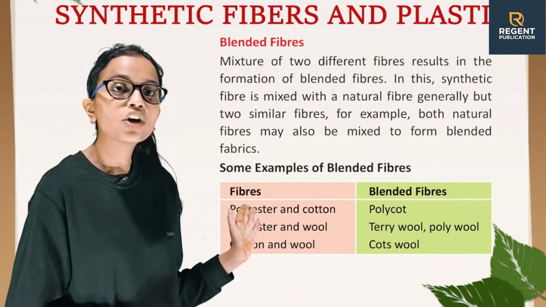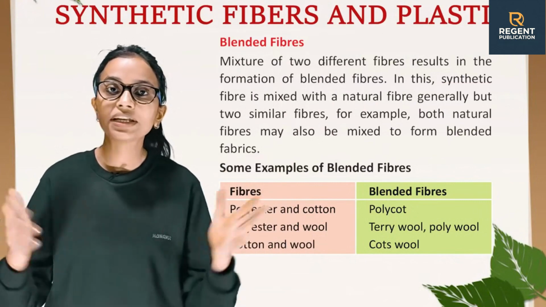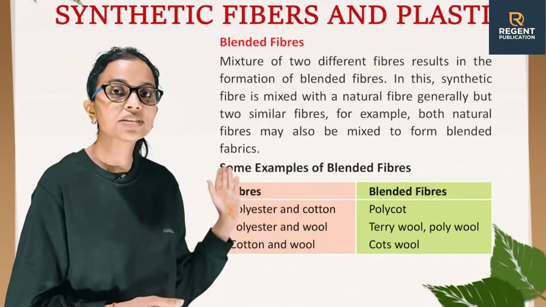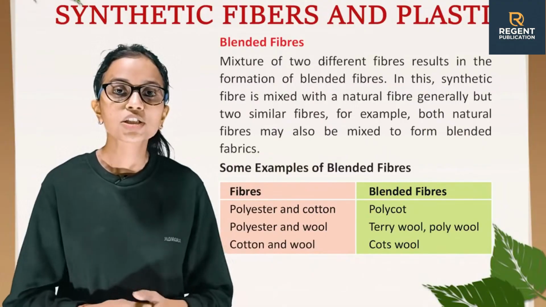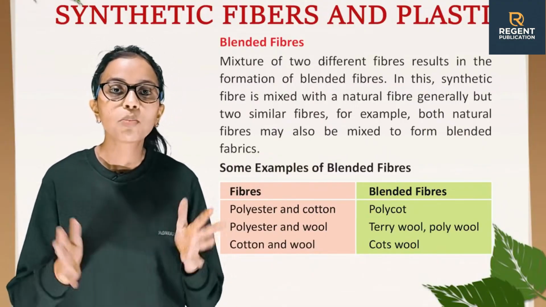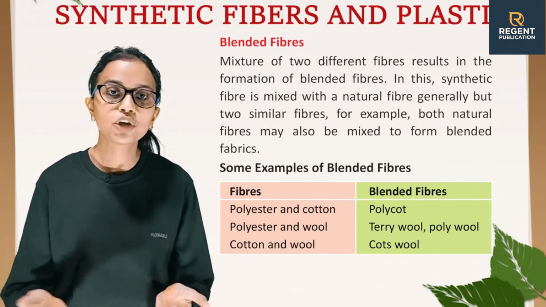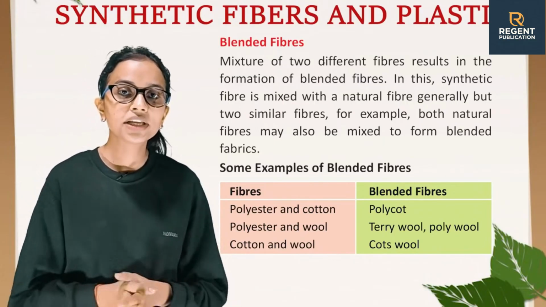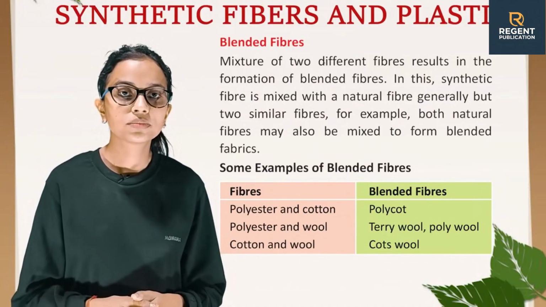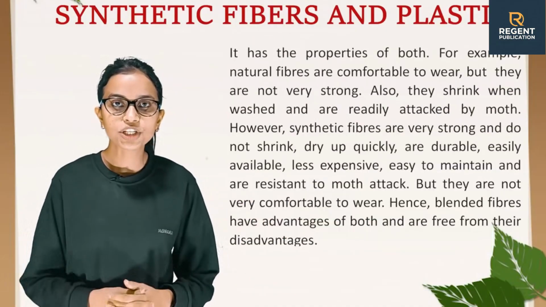This is the chart showing some examples of blended fibers. Now, fibers, blended fibers. Polyester and cotton make polycot. Polyester and wool make terry wool and polywool. Cotton and wool make Scots wool. It has the properties of both.